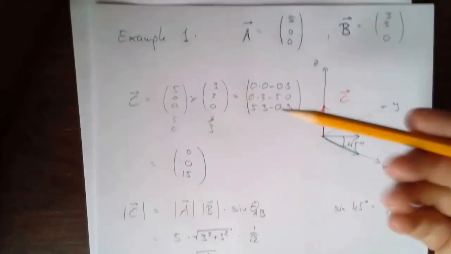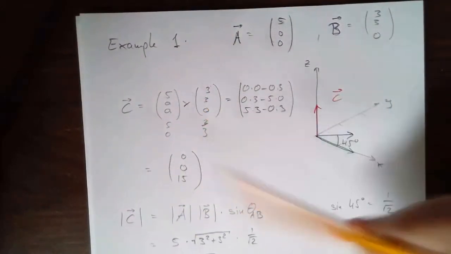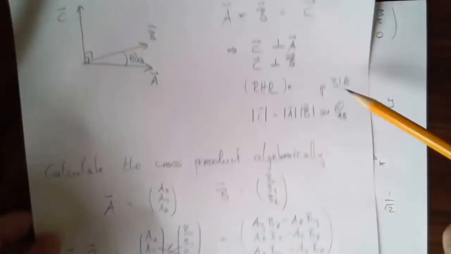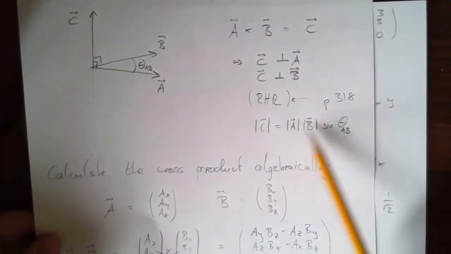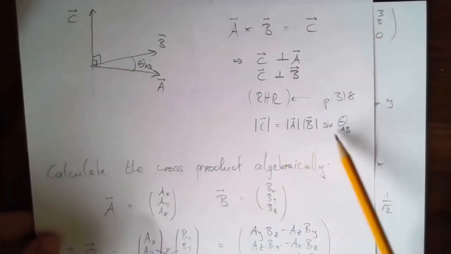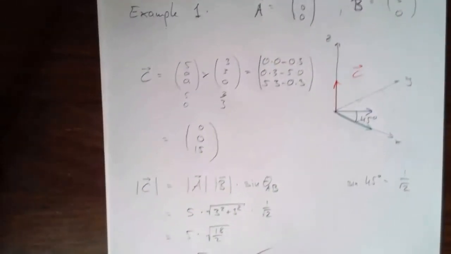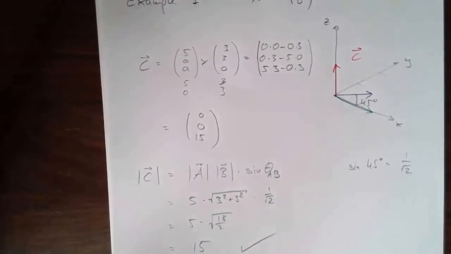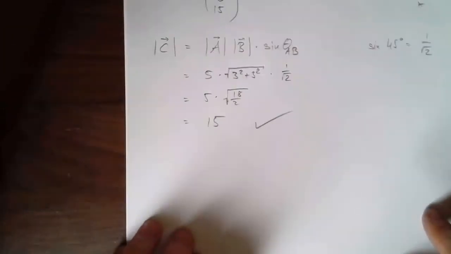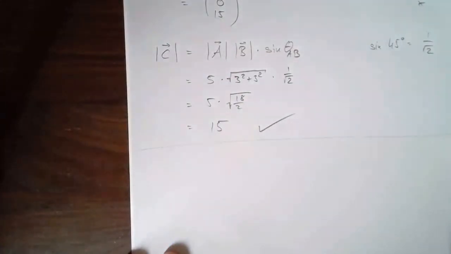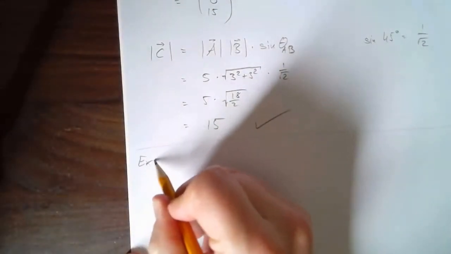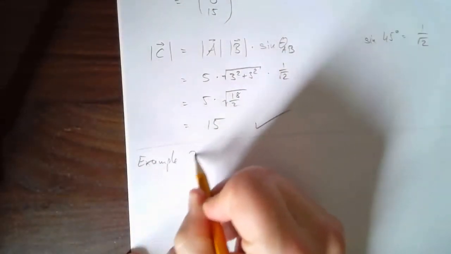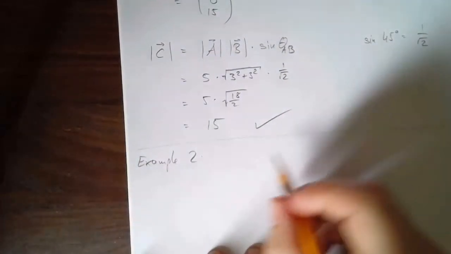So in this case, the two methods, doing it algebraically and doing it via this method here, the right-hand rule and calculating the magnitude like this, it does match. So it's reassuring. Right. Let's do another example of the algebraic way of calculating this. So example 2, this one's going to be a little bit harder.